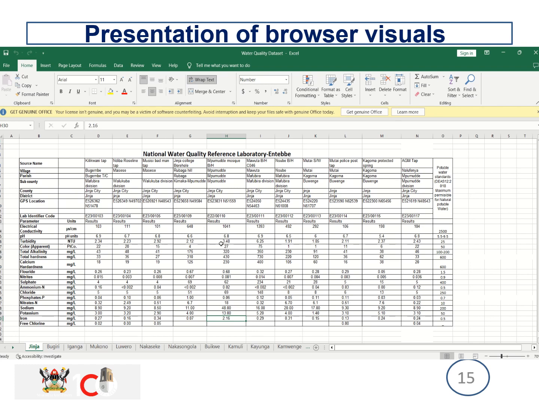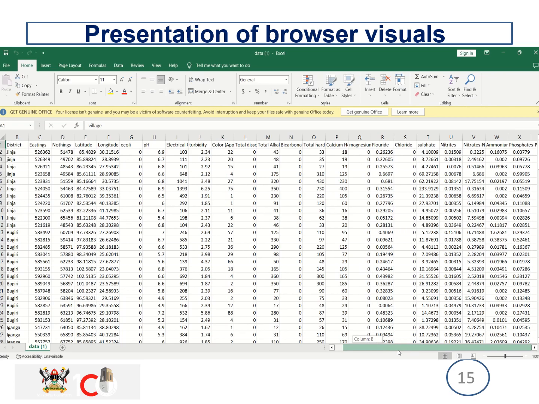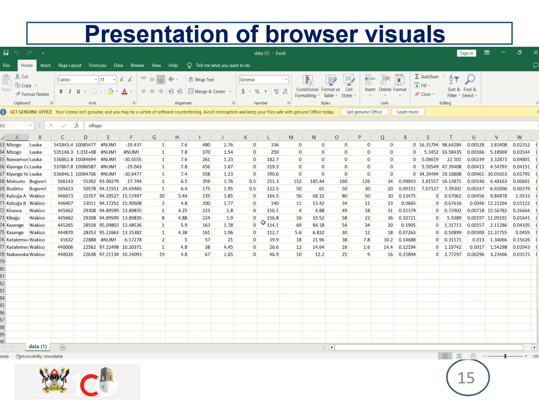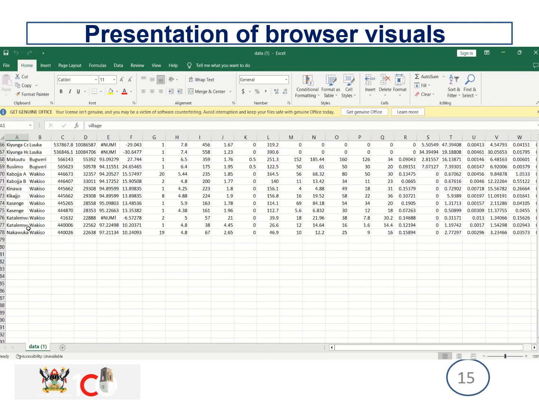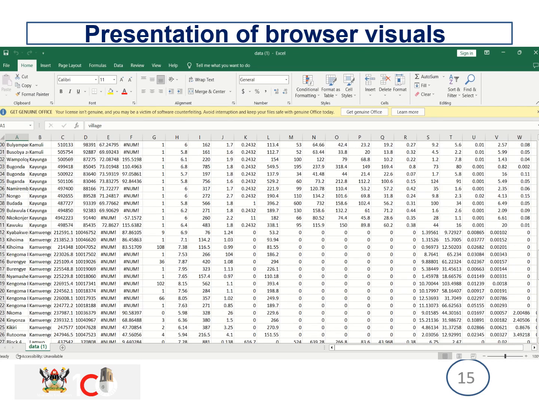So for better visualization, this data set had to be cleaned. It was cleaned or processed, and can now give us the village, the district, plus all these other parameters that we can use for better visualization of the data. Overall, after processing, I had 178 lines of data for visualization.